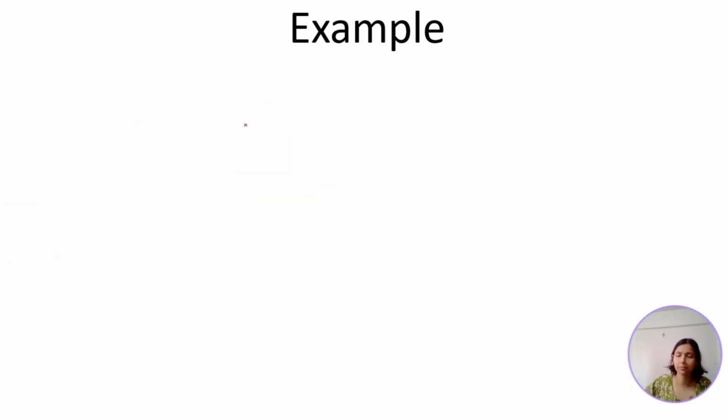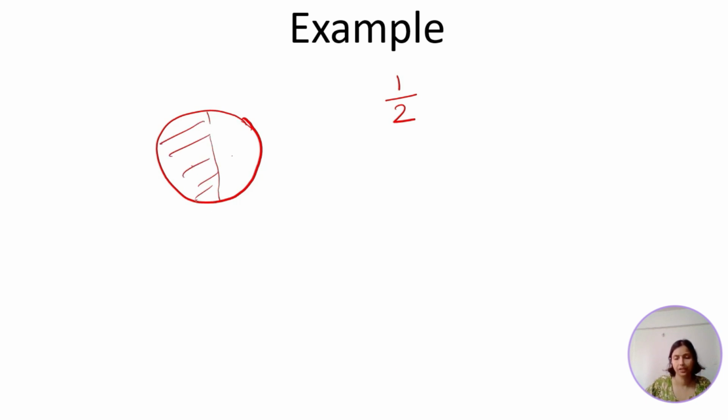Now let's check the same thing for addition and subtraction. Suppose I have a number 1 by 2. How much will I get? I will divide this pie in 2 equal parts and I will get 1 part. Now I will add 1 to the numerator and 1 to the denominator.